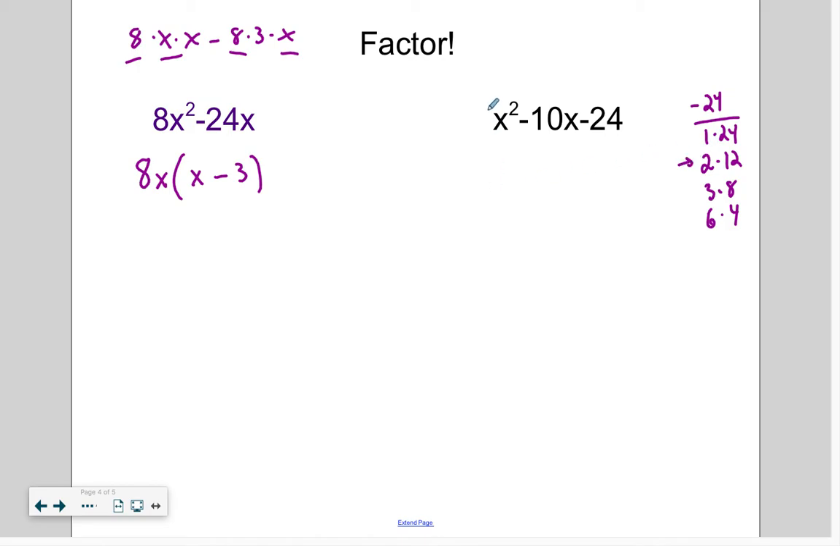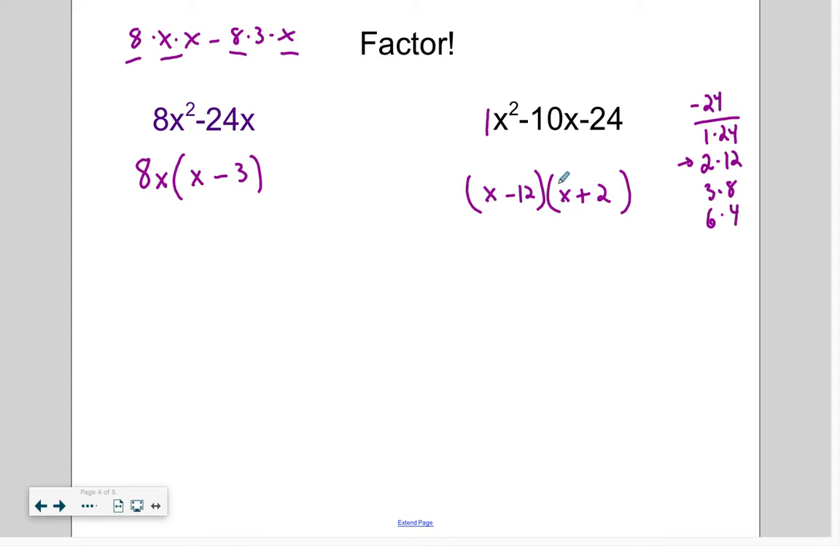And this has an a value of 1, which means we can use guess and check, which means I can go straight to my answer like so. This will be x minus, which one's got to be negative if they add to positive 10? Well, the bigger one, so 12. So x minus 12 and x plus 2.